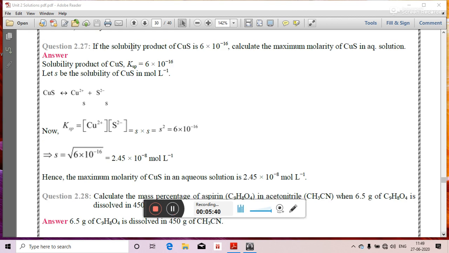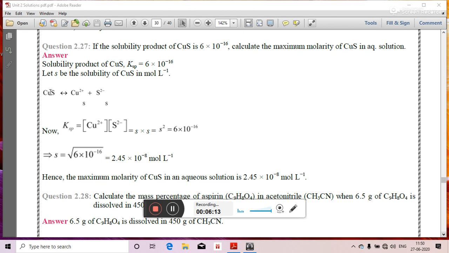So our answer will be 4 small m, that is 4 molal. Question number 27. If the solubility product of cupric sulfide CuS is 6 into 10 raised to minus 16, calculate the maximum molarity of CuS in aqueous solution. Now solubility product of CuS, that is Ksp, equal to 6 into 10 raised to minus 16. Now let S be the solubility of CuS and it is in terms of mole per liter.